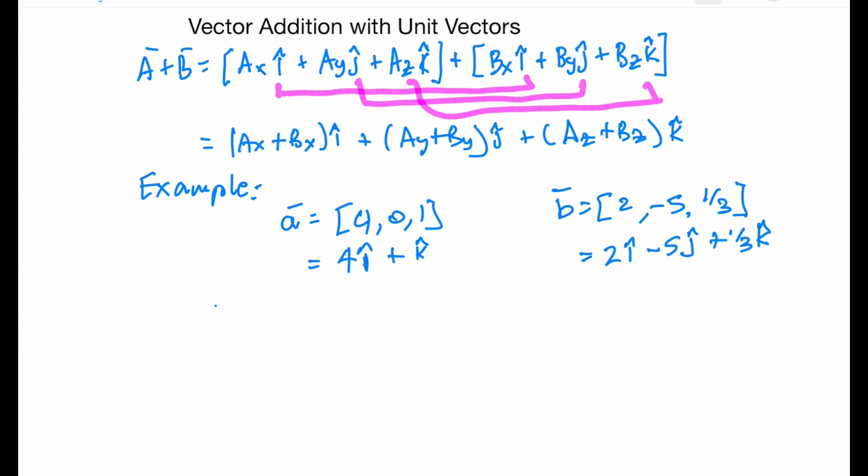Now we saw from what we just developed a second ago, we just add the individual components. So we're going to add the i's together.